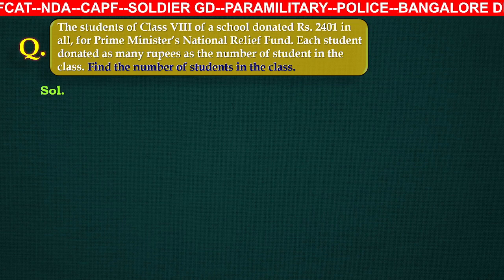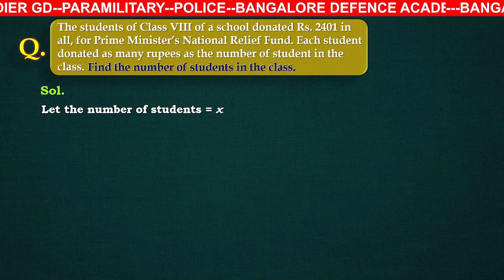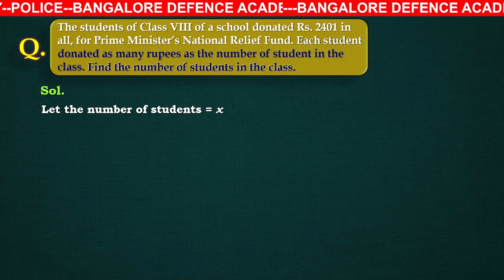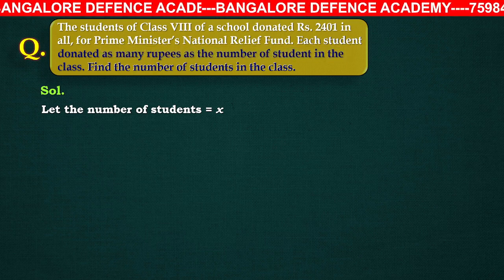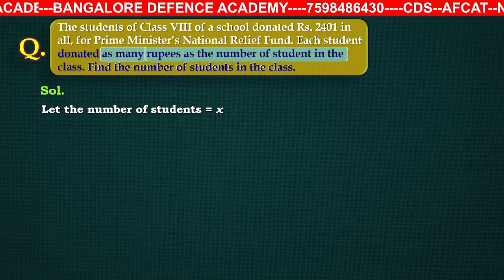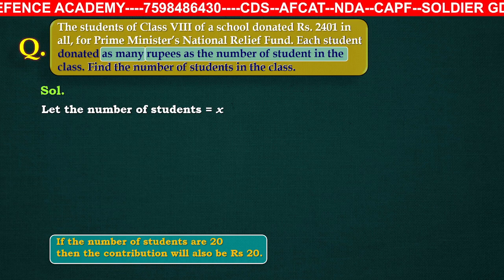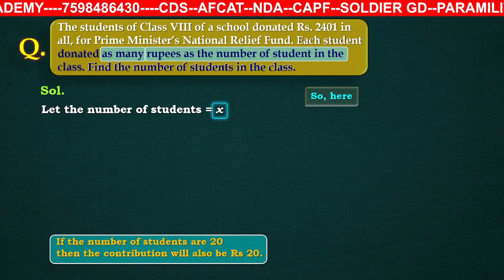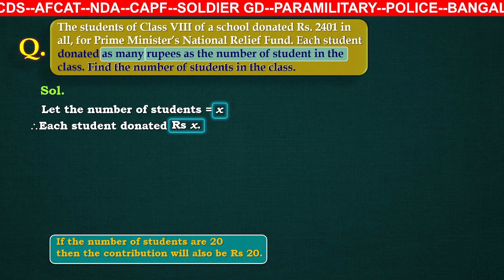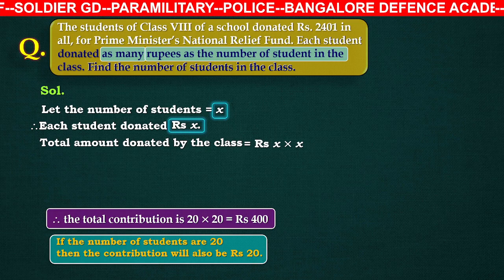Okay. Now let us assume I don't know the number of students, so let us assume the number of students is X. The question says that they donated as many rupees as the number of students in the class. So they donated the equal amount. If the number of students is 20, the contribution will also be rupees 20. So here I have X. Each student donated X, so the total will be X into X, right?